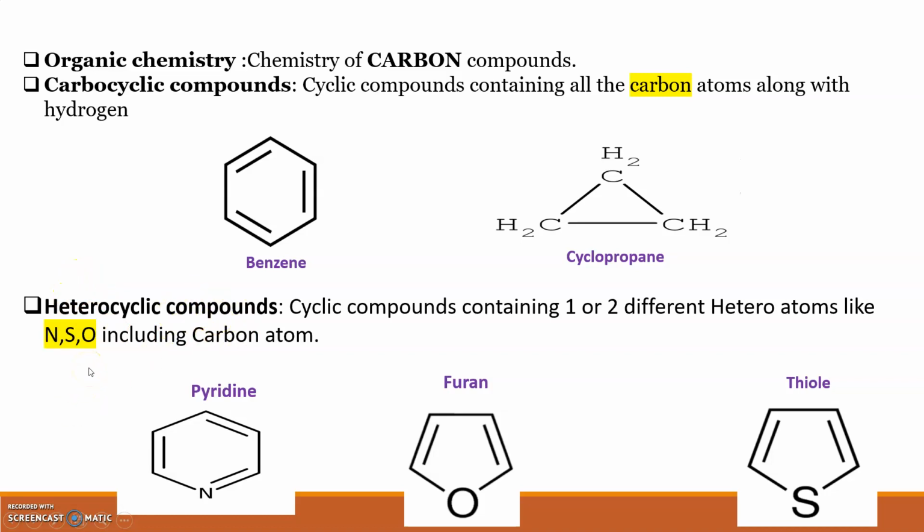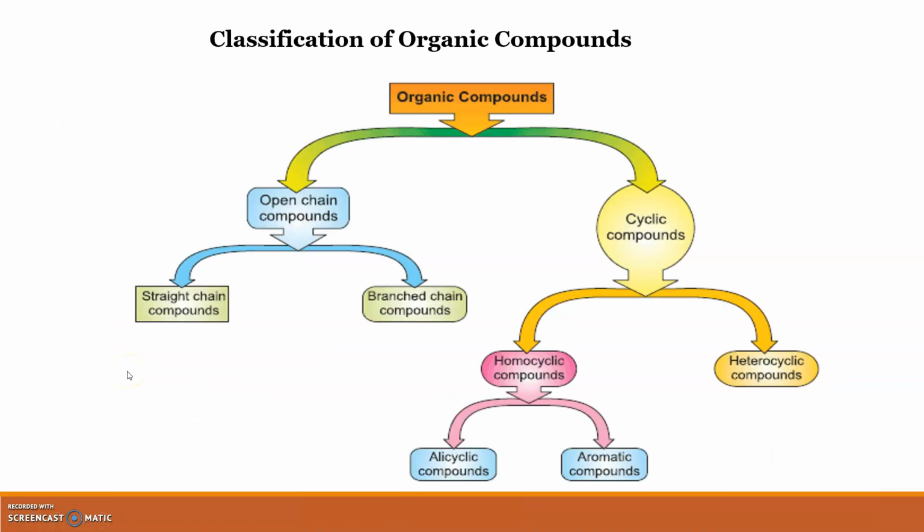So what is the difference between carbocyclic and heterocyclic compounds? In carbocyclic compounds there is an absence of heteroatoms, but in heterocyclic compounds there is a presence of heteroatoms. What are the heteroatoms? Like nitrogen, sulfur, and oxygen. Next, move toward the next slide.